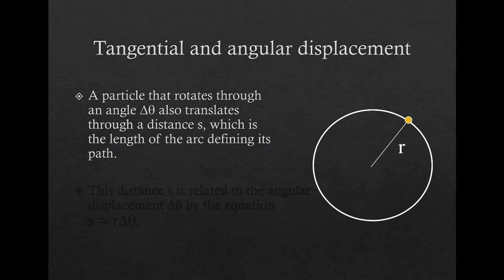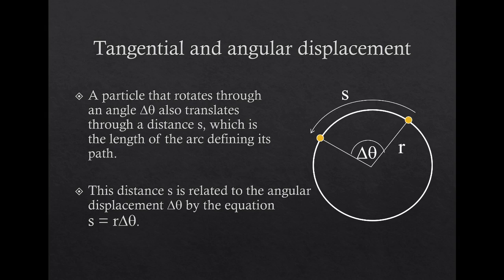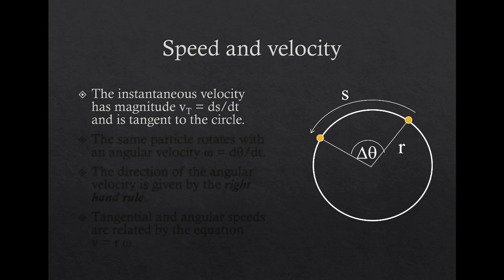All right, now a particle that rotates through an angle delta theta also translates through a distance s, which is the arc length of this path. And we know that this is related to angular displacement by s equals r delta theta, okay? And so that's something that we know from geometry. The instantaneous velocity of this particle is going to have a magnitude vt equals ds dt, and it's tangent to the circle. So that's vt, the tangential velocity.